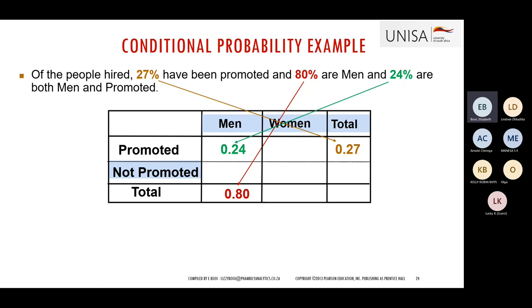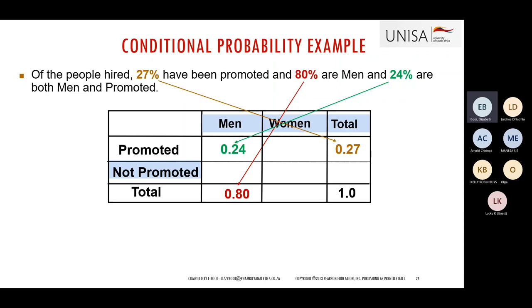Because we do have 0.27, we can calculate the probability of women promoted by saying 0.27 minus 0.24, and that will give us 0.03, or we can calculate men not promoted, and that will be 0.80 minus 0.24. What we also know is, remember, the sum of all probabilities should equal 1. We can also already calculate this probability, because it will be 0.2, because 1 minus 0.8 will give us that. So these are some of the things that we already know and some they gave us. Remember, the sum of all probabilities should give us 1, and that is why I have that 1.